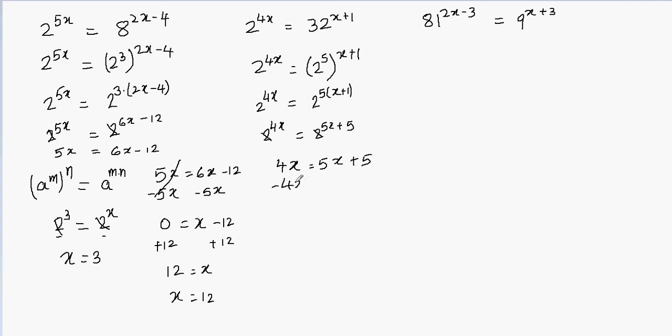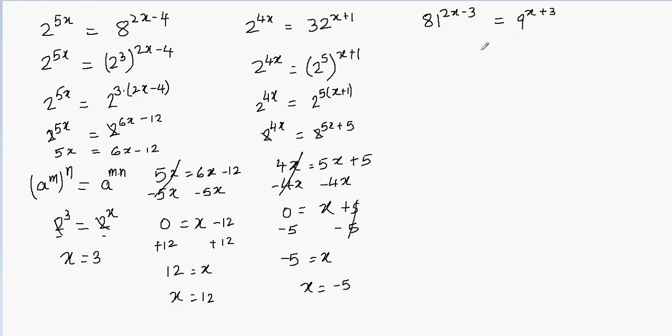Subtracting 4x on both sides, this will cancel out on the left. I have 5x minus 4x, which is just x plus 5, and on the left hand side I have 0. Since I need to solve for x, I eliminate 5 from the right hand side. Subtracting 5 on both sides, 0 minus 5 is negative 5, is equal to x, because positive 5 and negative 5 cancel out. So the value of x here is negative 5. This is the final answer.